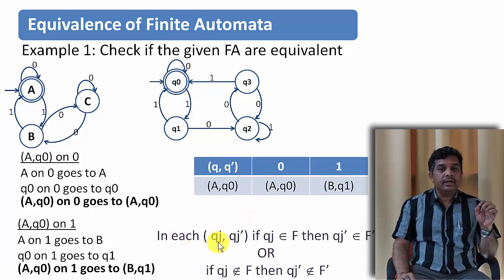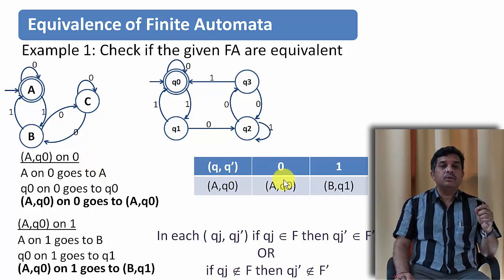In each Qj, Qj des, if Qj belongs to F and Qj des belongs to F des, or if Qj doesn't belong to F and Qj des doesn't belong to F des, then we can continue. Here you can see A and Q0, both of them are final states, and B and Q1, both of them are non-final states. So we'll continue.